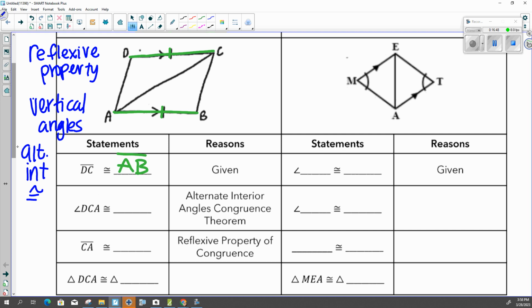Okay, now I'm going to come down here. I'm looking at the alternate interior angles theorem. So let's find angle DCA. Do you see it? It's this one. And it's congruent to what angle? Because they're alternate interior angles.